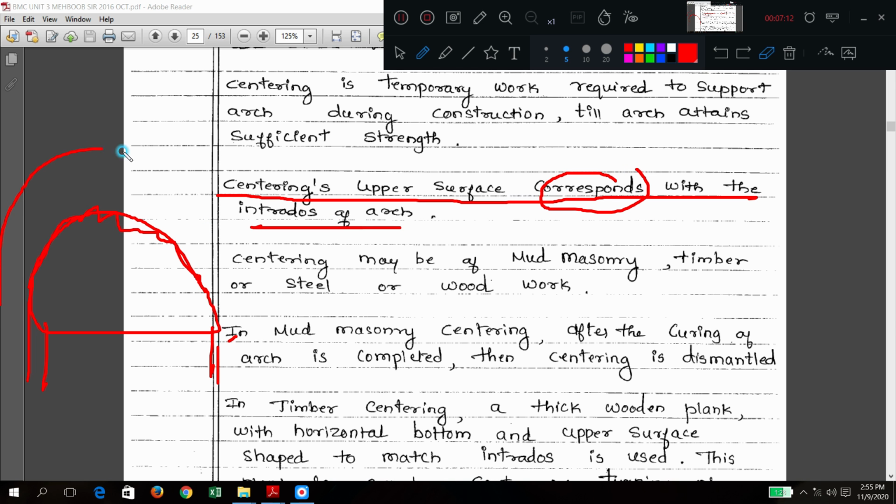So there will be an arch coming on the top. It has got two curves, no? One is intrados, another is extrados. So the intrados shape and this centering piece shape are the same. That is what is written here.